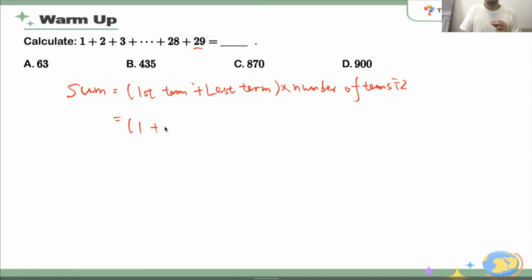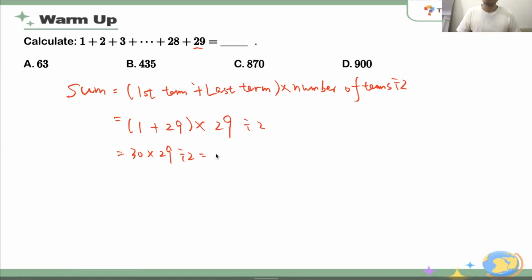That is obvious. So the question is, how many terms are in this sequence? 1, 2, 3, 4, 5, 7, 8... 28. How many terms in this sequence? Great, 29. Right, and we divide by 2. So that is 30 times 29 divided by 2. What is the result?